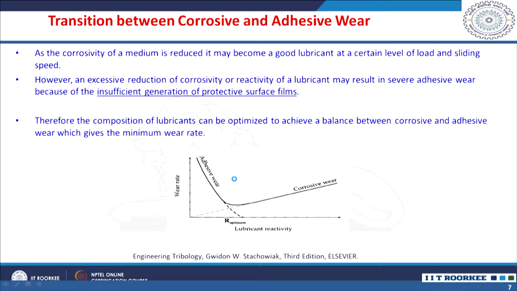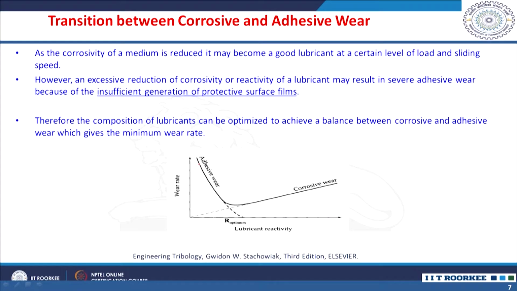So, there always happens a transition between corrosive and adhesive wear. As the corrosivity of the medium is reduced, it may become a good lubricant at a certain level of loading and sliding speed. However, an excessive reduction of the corrosivity or reactivity of a lubricant may result in severe adhesive wear, because of insufficient generation of protective surface films.